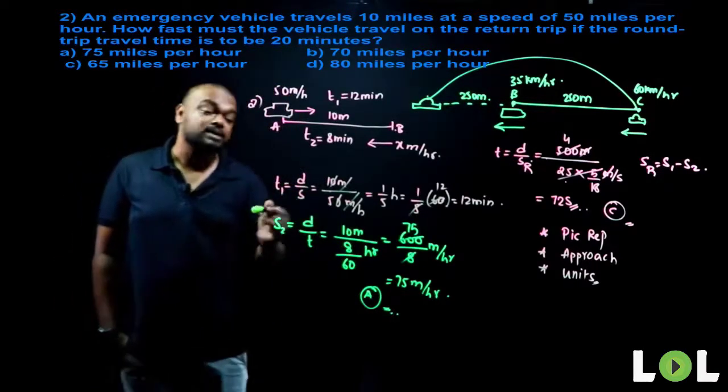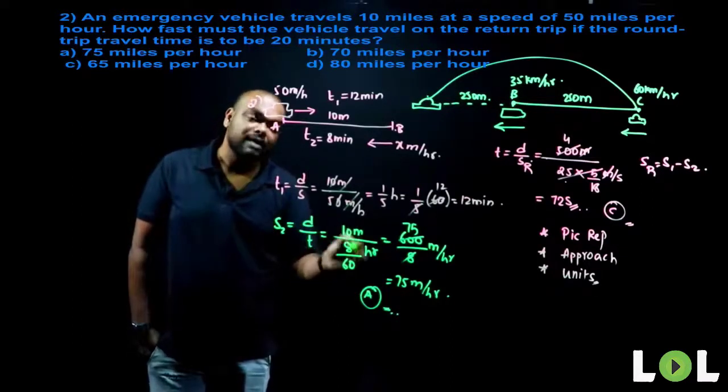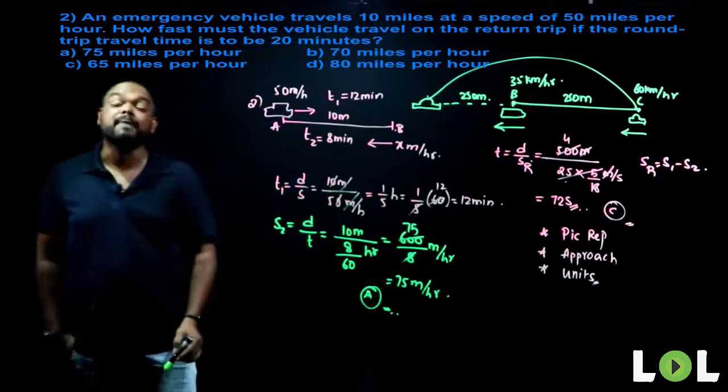So 10 by 8 minutes, I am converting it into hours. Why am I converting? Because I need speed in miles per hour. That's why I am converting it to hours. Minutes to convert into hours, we divide by 60. So this becomes 600 by 8 miles per hour, which is 75 miles per hour.